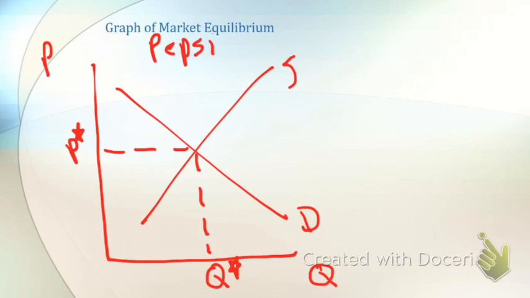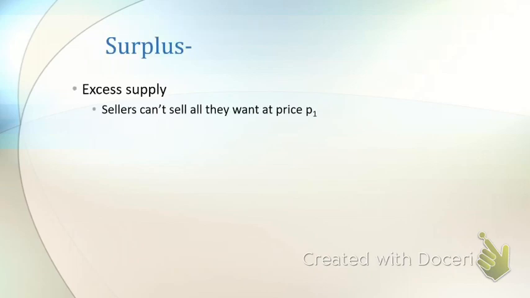Okay, does everybody have that? Everybody has it, okay? So then we have a surplus. A surplus is when there's excess supply. That's when the sellers can't sell all they want to at a given price. If we graph that, a graph of surplus, it would look like this.